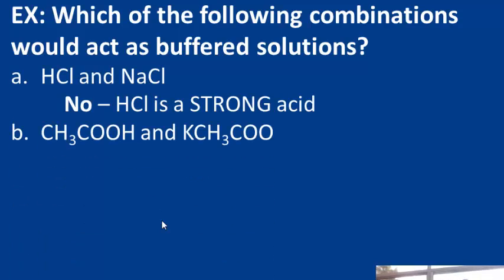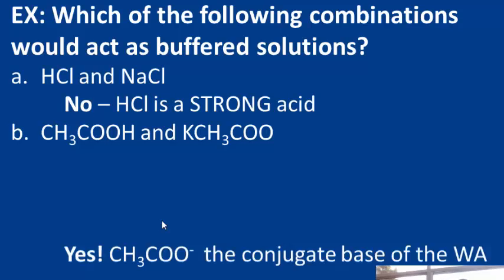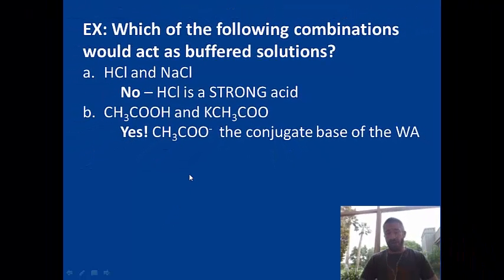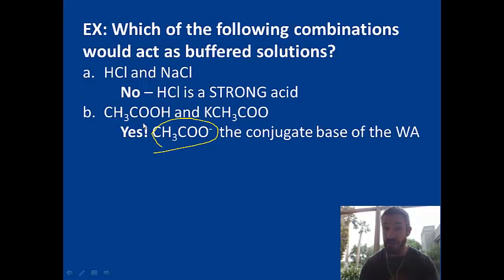The next choice is acetic acid and potassium acetate. Would that work as a buffer? The answer is absolutely. Acetic acid is a weak acid, and potassium acetate is a salt of that, and when the potassium acetate dissolves, it will produce the acetate ion, which we see here, and so you'd have the conjugate base of the weak acid and the weak acid, and then you'd definitely have a buffer, so that's definitely a buffer solution. Next choice.